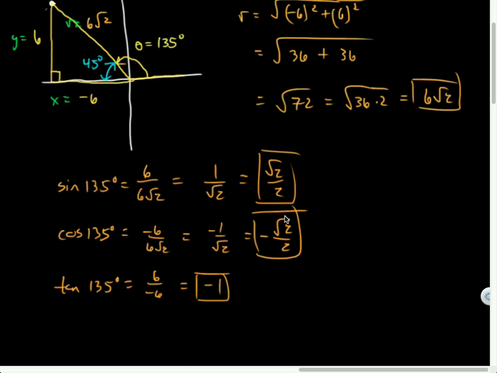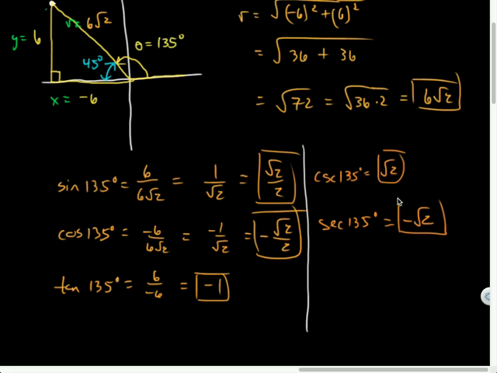All right, let's figure out, I might have enough room over here. Let's do this for cosecant of 135. That's just the reciprocal of sine. It's just going to be the square root of 2. For secant 135, the reciprocal of cosine is going to be negative rad 2. And cotan 135, well, the reciprocal of negative 1 is still negative 1.